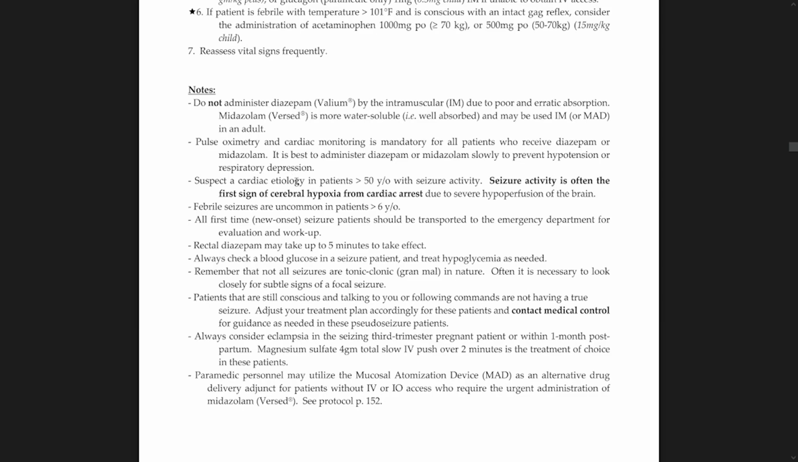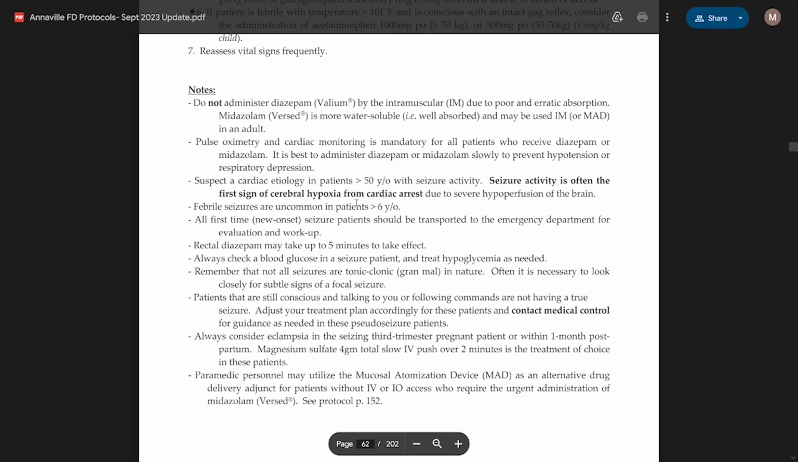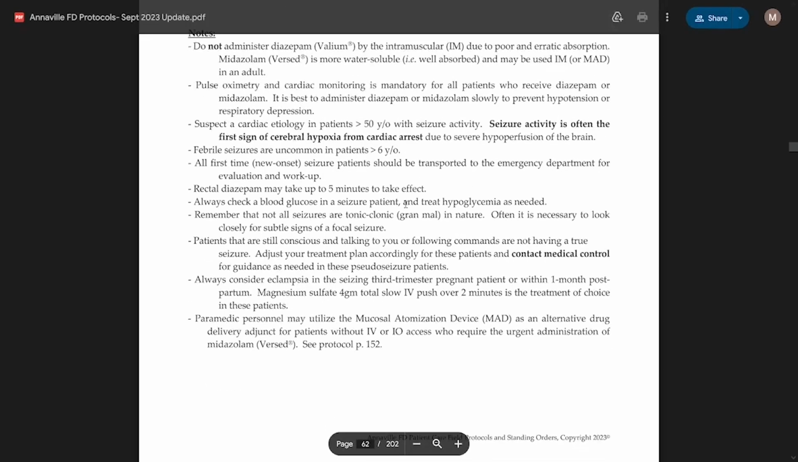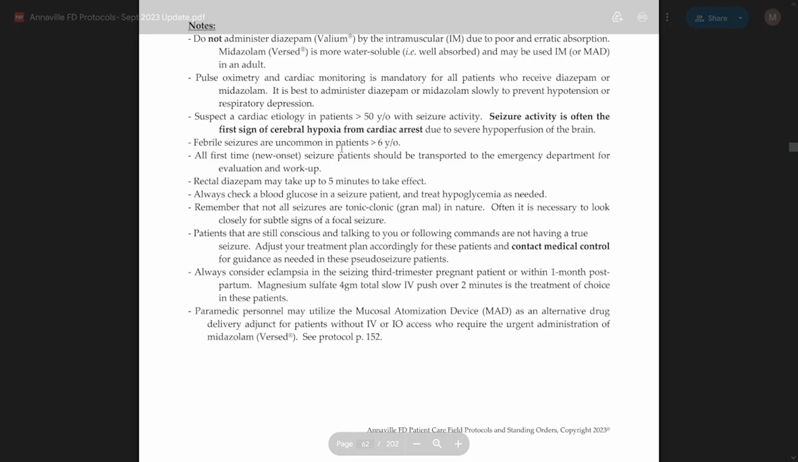Suspect a cardiac etiology in patients greater than 50 years old with seizure activity. It's often the first sign of cerebral hypoxia from cardiac arrest due to severe hypoperfusion of the brain. Febrile seizures are uncommon in patients greater than 6 years old. All first-time new onset seizure patients should be transported to the ER for evaluation and workup.